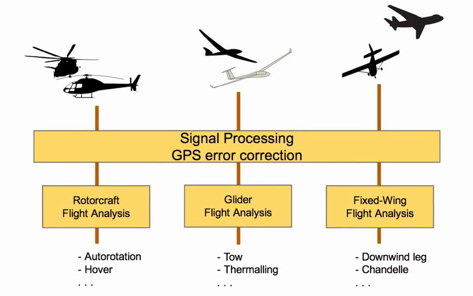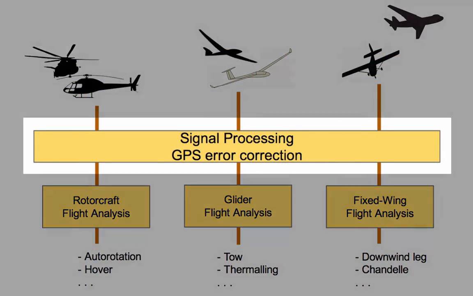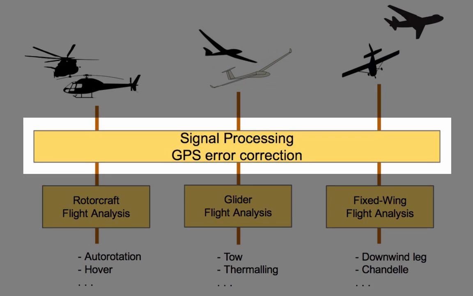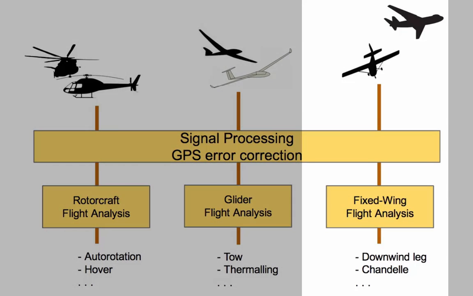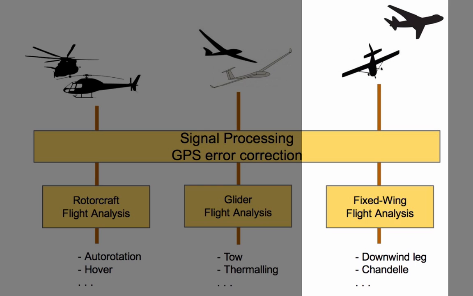To make sense of the flight, CloudAhoy processes the raw data and corrects measurement errors. CloudAhoy then looks up the aircraft's tail number in the aircraft registry and applies specific analysis for the aircraft's type and model. If you have flown a fixed-wing aircraft, CloudAhoy understands how a fixed-wing aircraft flies and might compute for you the heading on the downwind or how well you have executed the Chandelle maneuver.